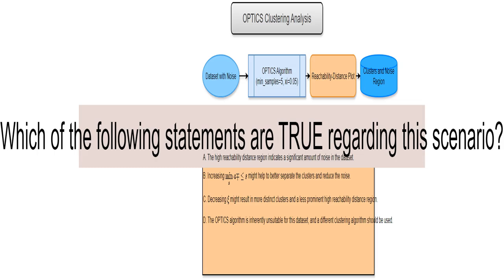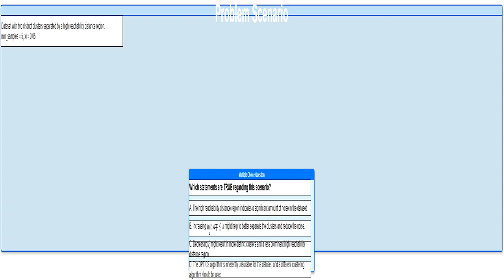This question tests understanding of OPTICS's output and how to interpret its results, including the meaning of the high reachability distance region, the impact of "min_samples" and "xi" parameters on clustering behavior. I see a dataset with two clearly defined clusters.